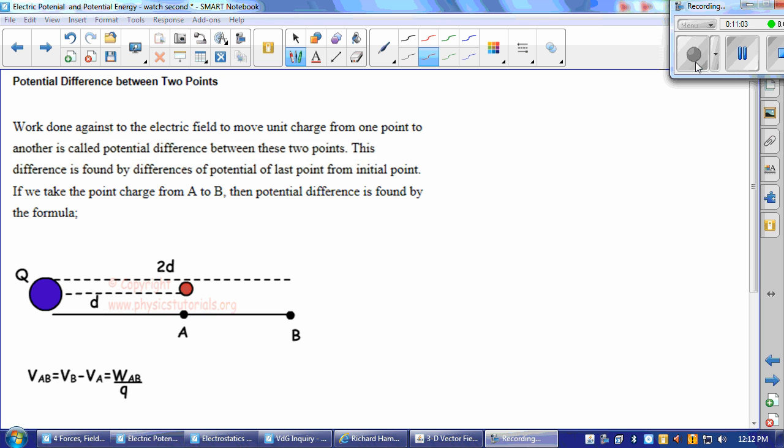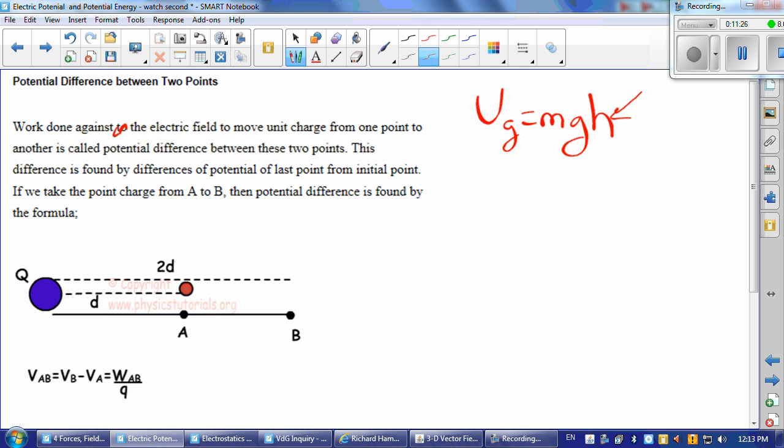Okay, potential difference between 2 points. Work done against the electric field to move unit charge from one point to another is called potential difference. Now, there's no zero, just like, remember when we did this? We would set that equal to 0 wherever we really saw fit, because we were able to control the problem. The same sort of thing applies. There's nowhere in the universe that we have found or know of where there is no potential naturally.